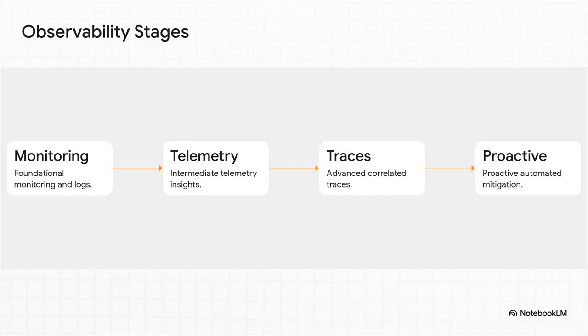And you'll see observability isn't just a simple on-off switch, it's more of a maturity staircase. You start at stage 1 with basic logs, literally just recording what happened. Stage 2 gives you intermediate telemetry, which helps you spot errors a bit faster. By stage 3, you're using advanced correlated traces to see exactly where a complex workflow failed. And then finally, stage 4 is the holy grail, proactive automated mitigation, where the system actually predicts and fixes anomalies before a human even notices.